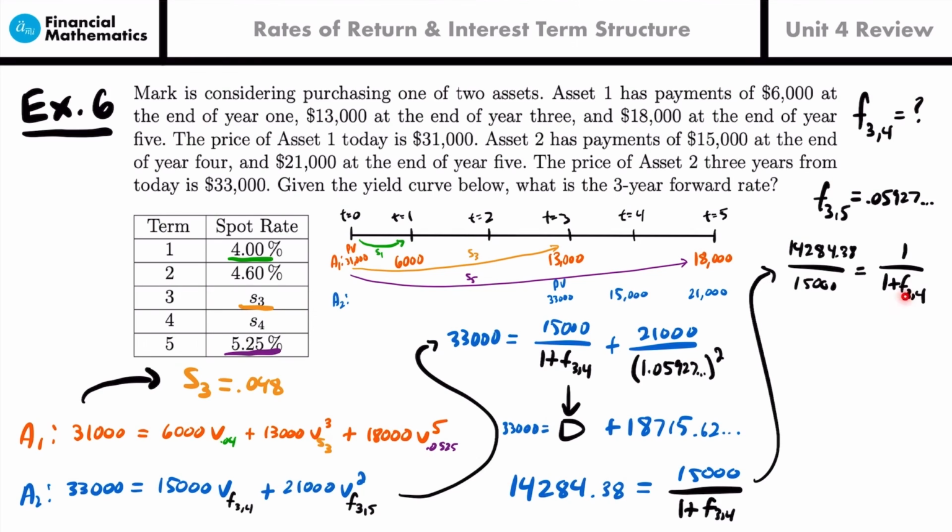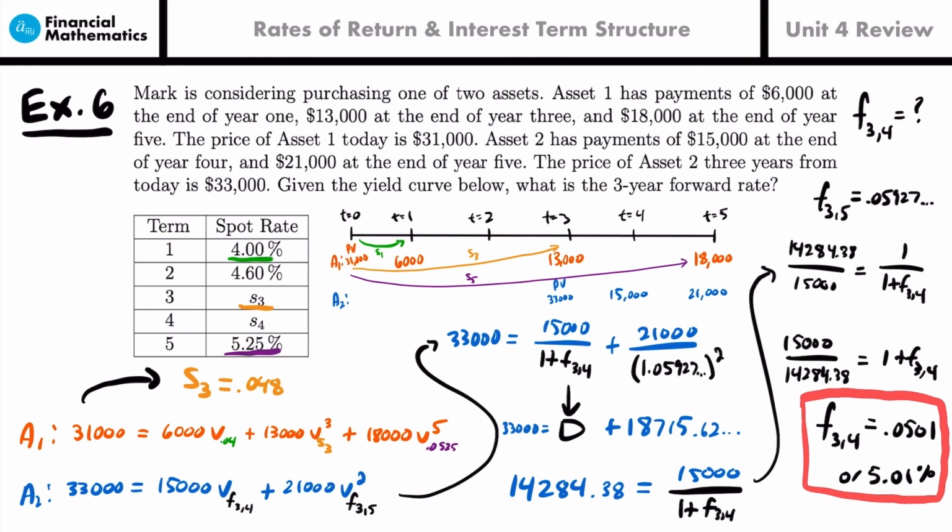Remember that we are trying to solve for that forward rate. So now if we take the reciprocal of both sides of the equation, we have 15,000 divided by 14,284.38, and that's equal to 1 plus f sub 3 comma 4. And now if you calculate this in your calculator, subtract 1, that will solve for the forward rate that we're trying to find. And if you do that, you should get that f sub 3 comma 4, or the forward rate from year 3 to year 4, is equal to 0.0501 or 5.01%. Okay, that is the final answer to this problem.